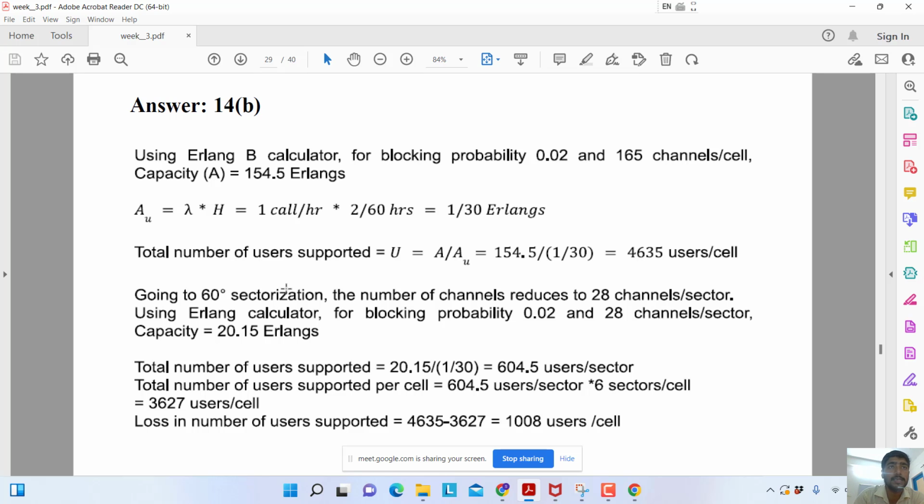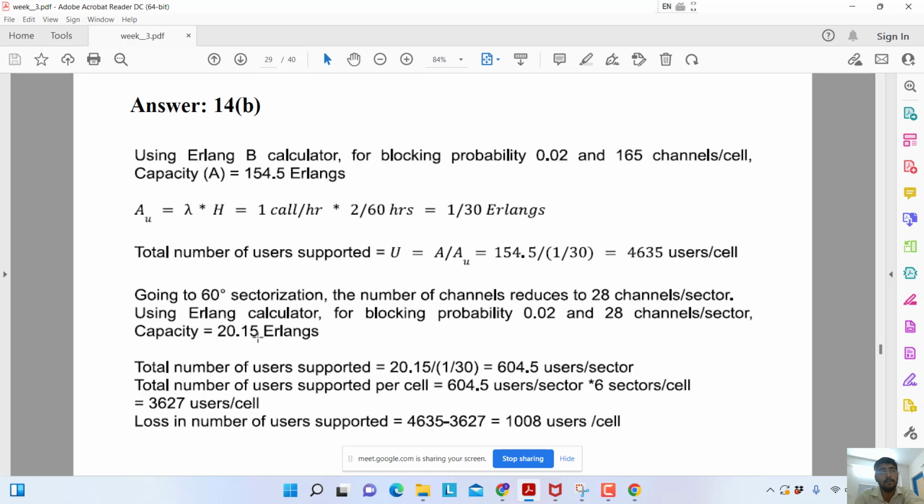Now we are using 60-degree sectorization, so the number of channels is reduced to 28 channels per sector. Initially it was 165 channels per cell. Now we have 28 channels per sector. Using the Erlang B calculator, for a blocking probability of 0.0022 and 28 channels, the total capacity is 20.15. It is the total traffic with 60-degree sectorization.